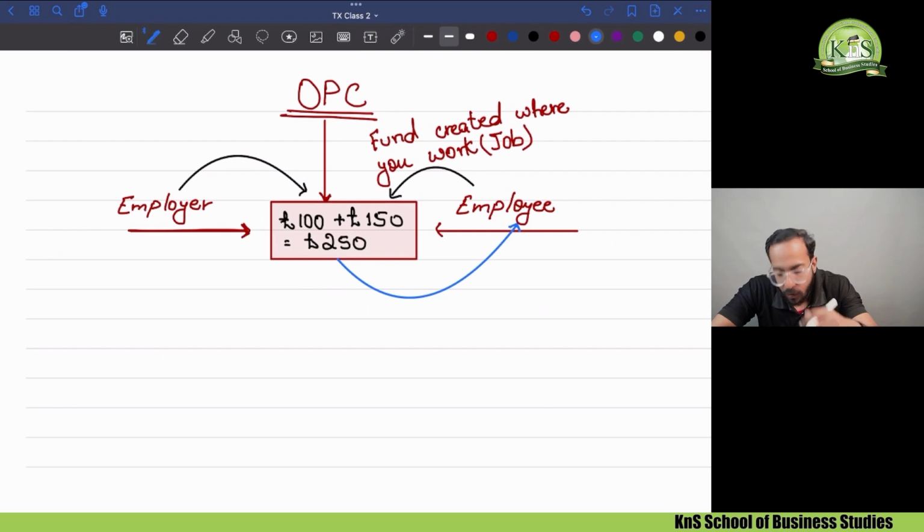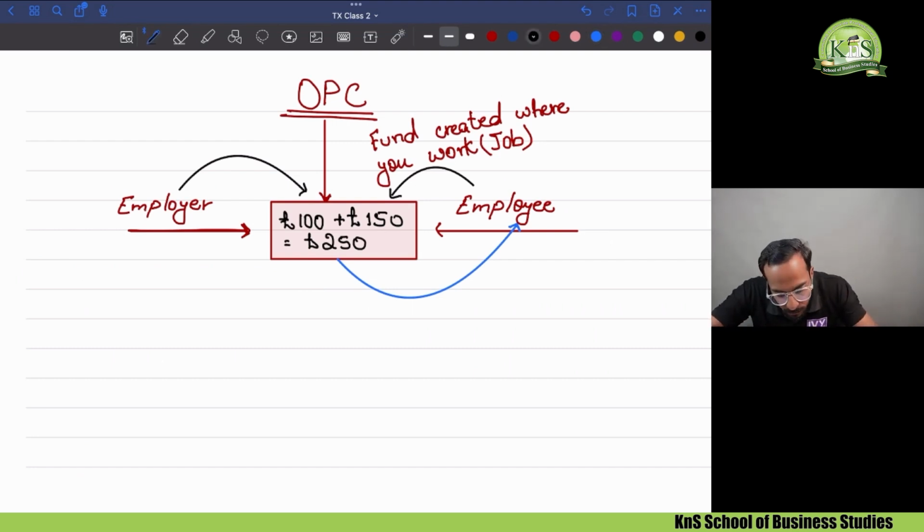Now see what happened. Sometimes I'll explain a little concept which is hardly tested in TX. At the end of the retirement, you get the pension. Either you get a lump sum amount. How this lump sum amount will be taxed, I'll explain later on. But right now I'm explaining the main things. That's a very important point.